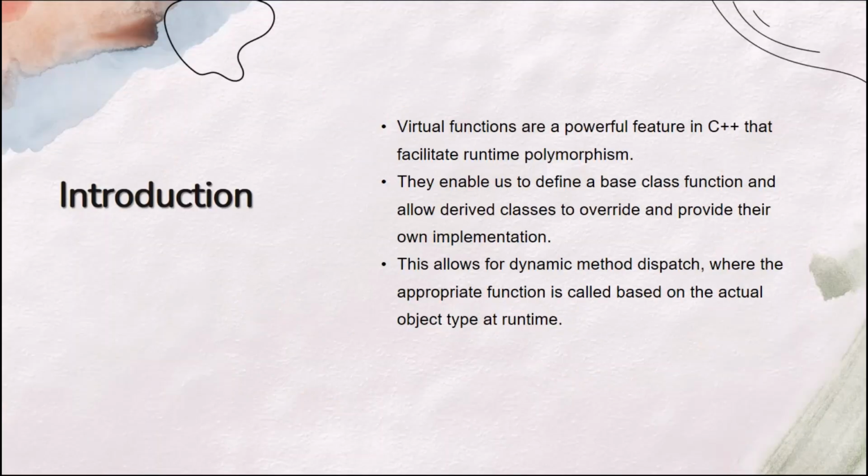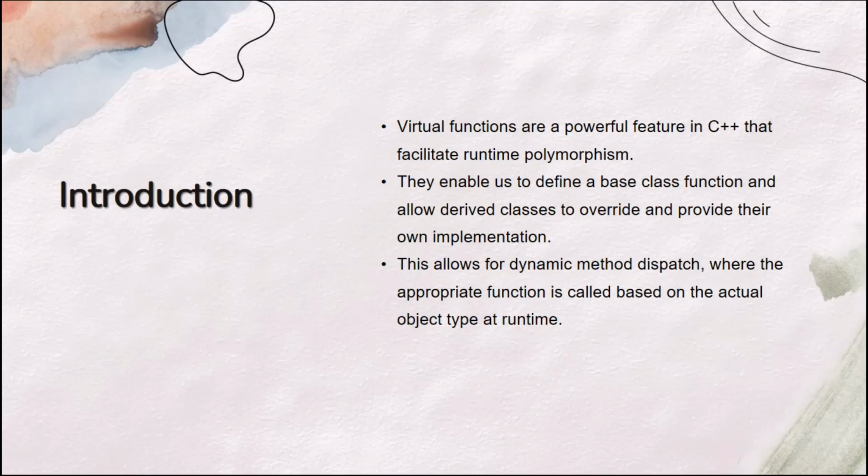One of the fundamental concepts is polymorphism, which allows objects of different classes to be treated interchangeably. C++ provides powerful tools to achieve polymorphism, and one of them is the virtual function. A virtual function is a member function declared in a base class and overridden in its derived classes.